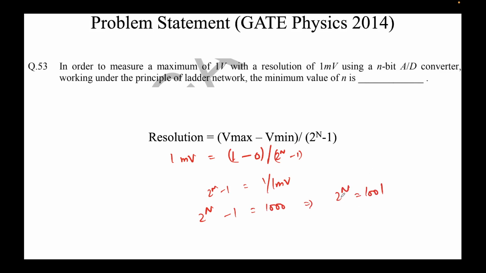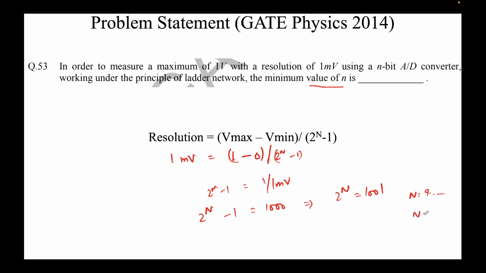Now, there are two ways of doing it. You can take the log and use the calculator, and if you solve this, n will come out to be 9 point something. Now we cannot have 9 point something; n is an integer, so n can be 9 or 10 or 11 or 8 maybe. The question asks for the minimum value of n. If you take n equal to 9, then you cannot achieve this resolution, because it will be 2 raised to the power 9 minus 1, so this will come out to be very close to 0.5 millivolts.